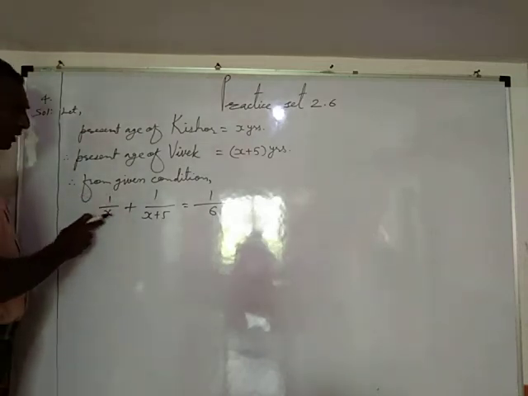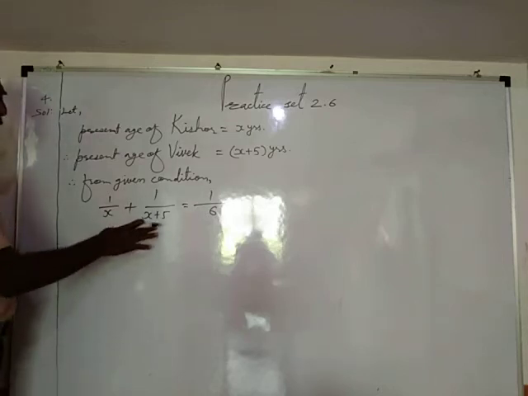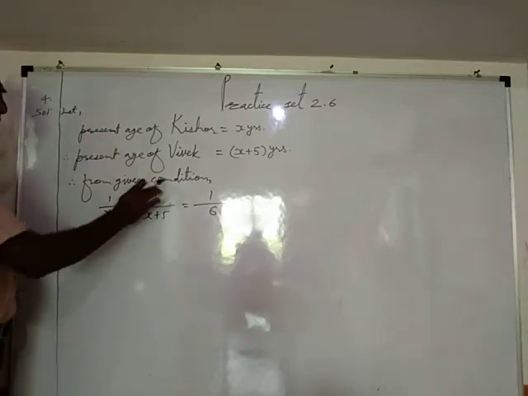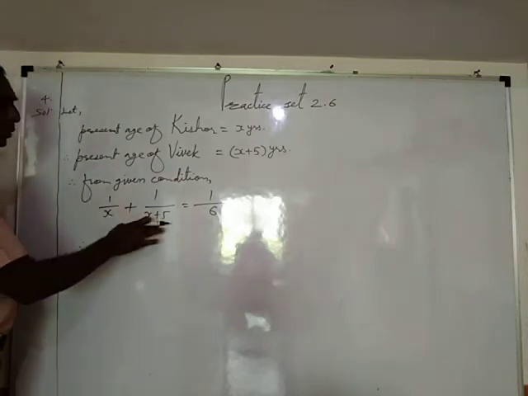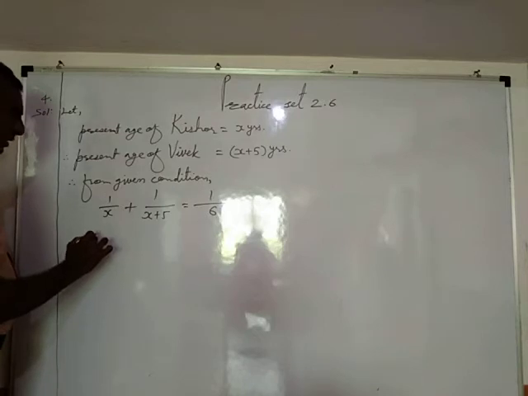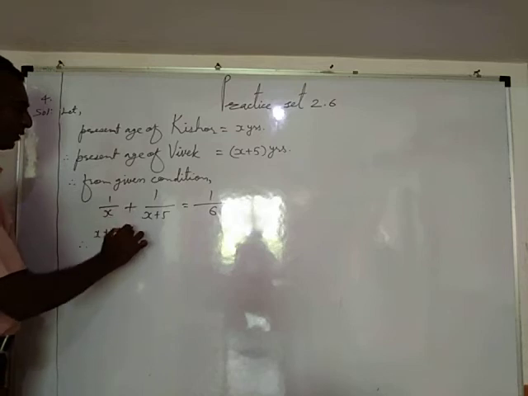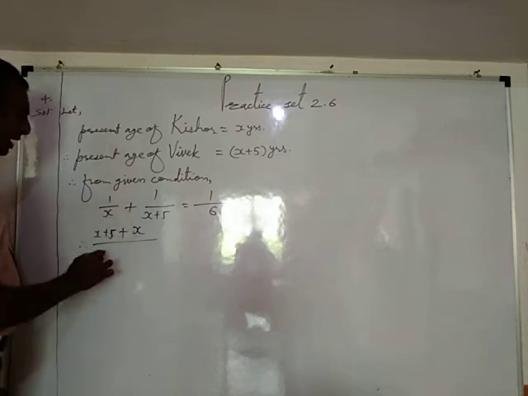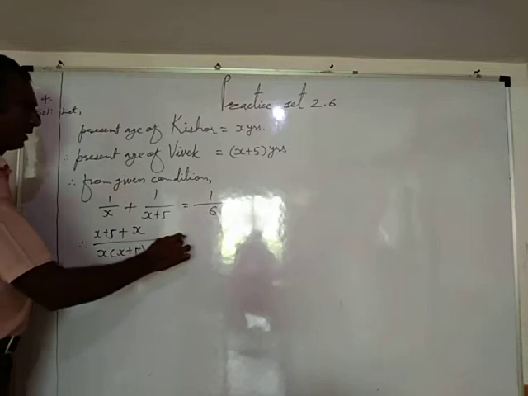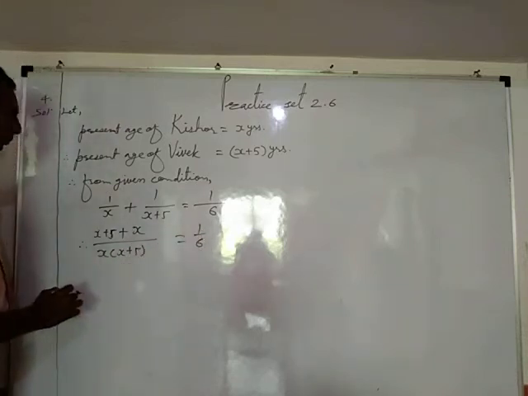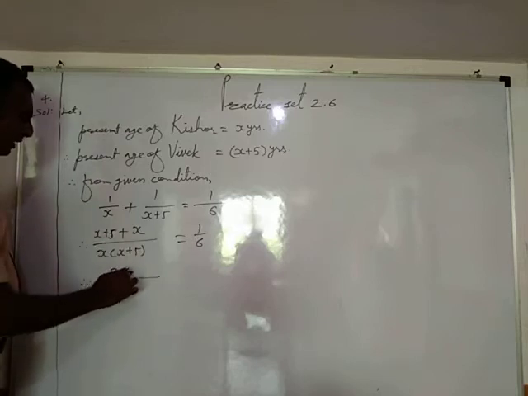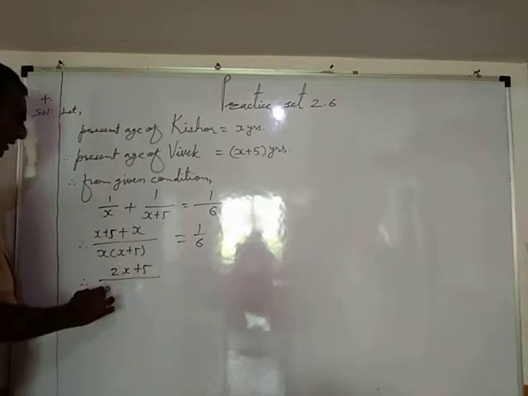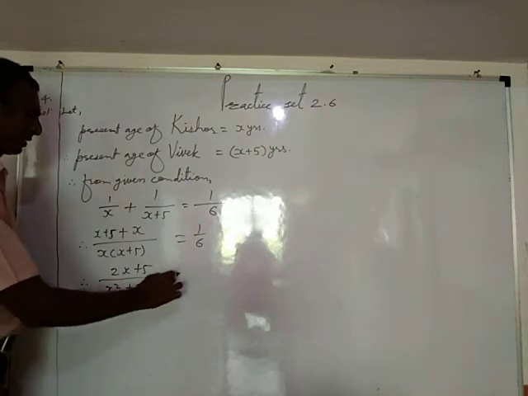Now here, in 1 upon x plus 1 upon x plus 5, their denominators are not the same. We need to cross multiply to equalize their denominators, and therefore on cross multiplication 1 into x plus 5 gives us x plus 5, plus 1 into x gives us x, upon x into x plus 5, that equals 1 upon 6, and therefore it will be x plus x gives us 2x plus 5 upon x square plus 5x equal to 1 upon 6.